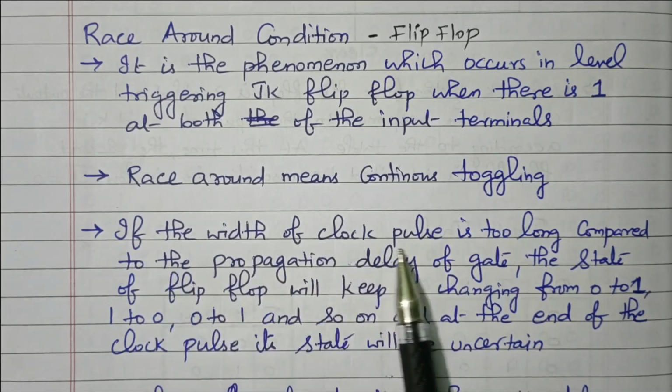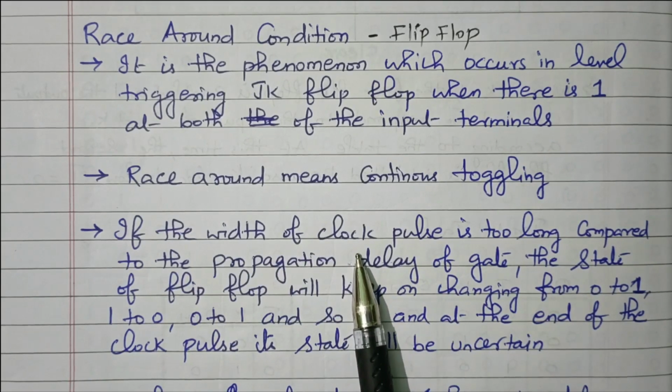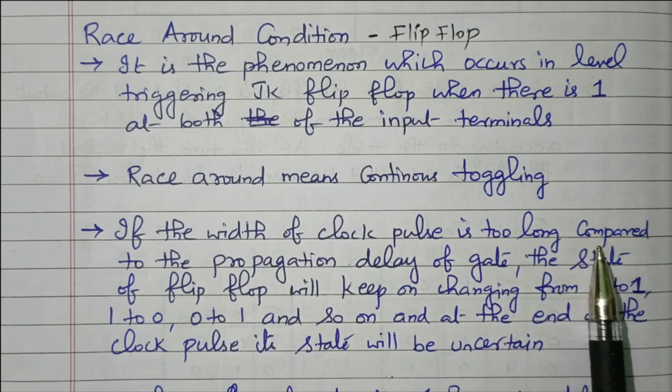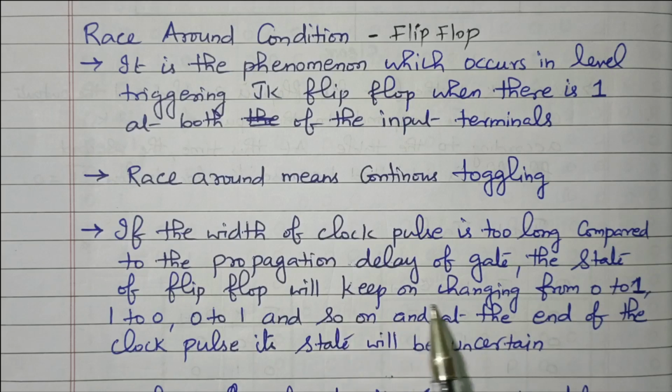Why is it toggling? If the width of clock pulse is too long, because we know that in flip-flop, at every clock pulse the state changes. It is a sequential circuit. When the clock pulse applies, the state will change from one state to another state. So in this, the width of the clock pulse is too long compared to the propagation delay of the gate. The state of flip-flop will keep on changing, that is from 0 to 1, 1 to 0, 0 to 1 and so on. And at the end of the clock pulse, its state will be uncertain. We don't know what is the output, right?